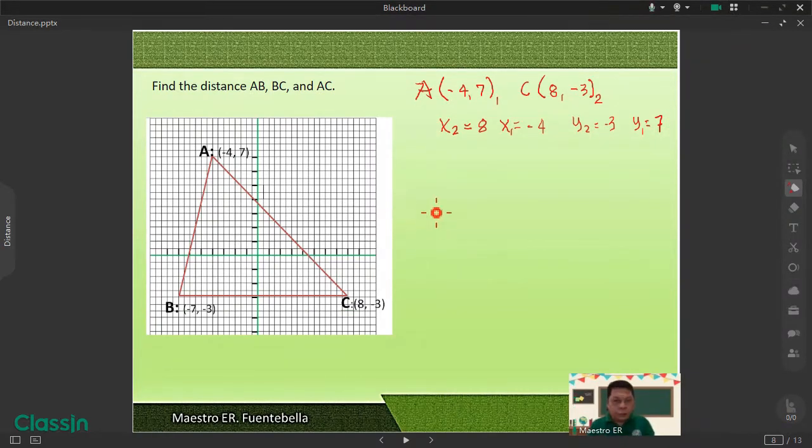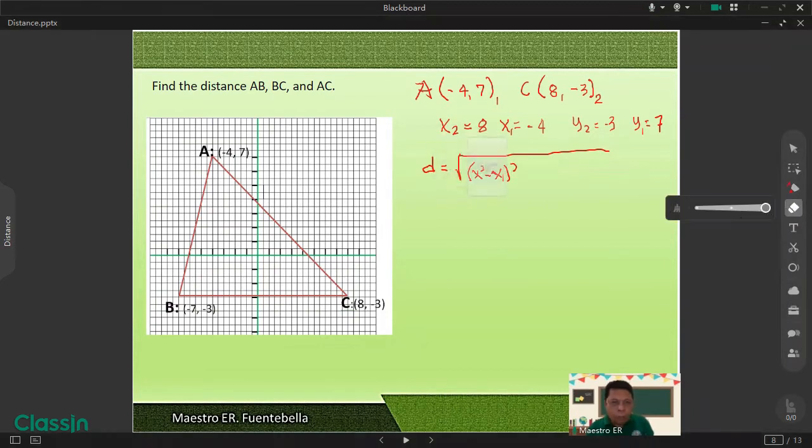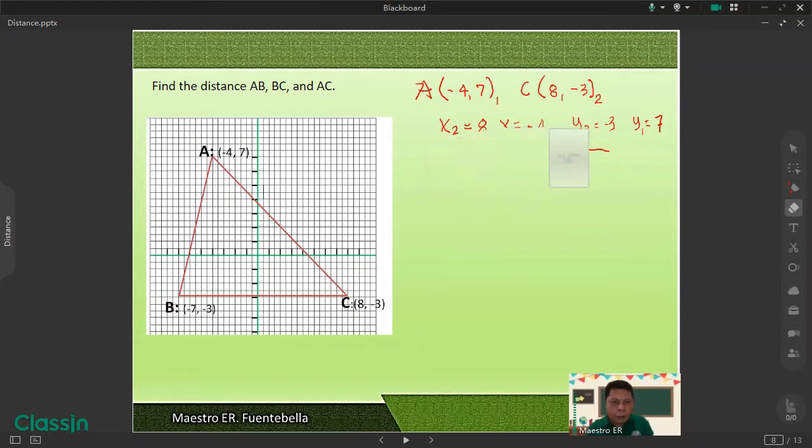So substitute to the given distance formula that d equals the square root of x sub 2 minus x sub 1 squared. Okay, so let's repeat.